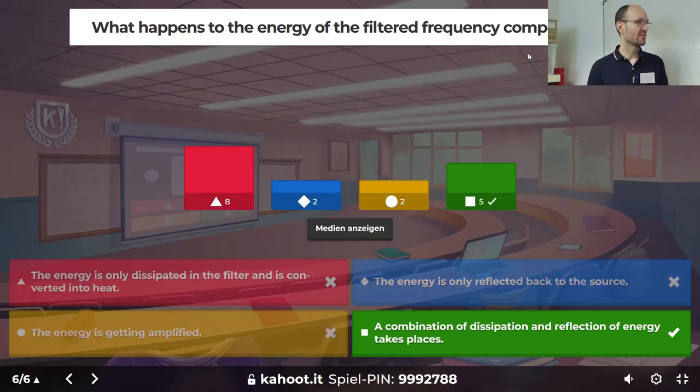And the green answer is the right answer. So some portion of the unwanted energy is dissipated in the filter and converted into heat, but usually most of it is just reflected back to the source.